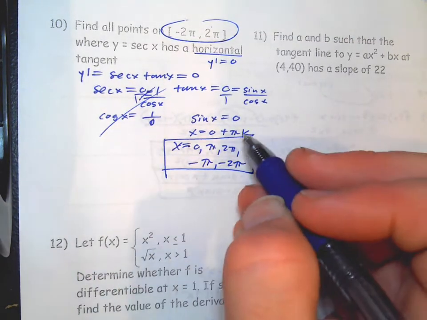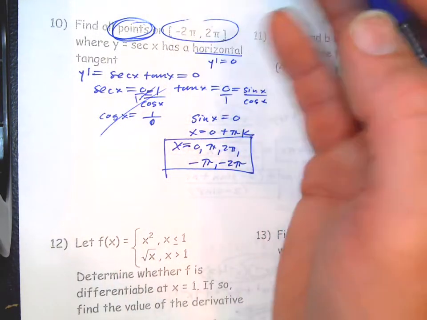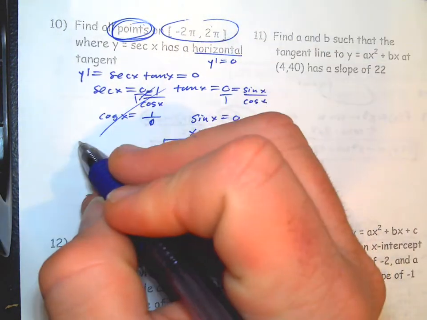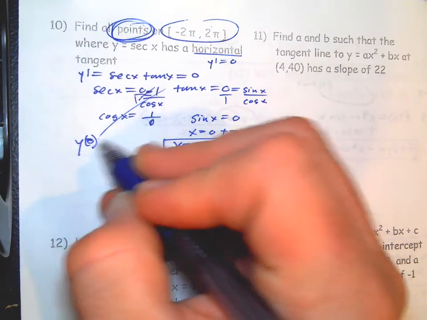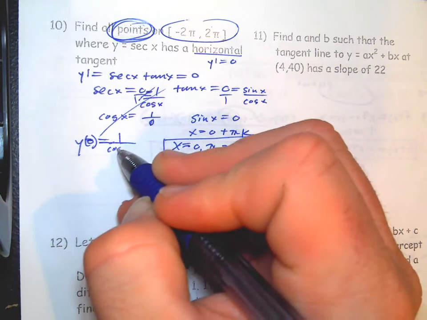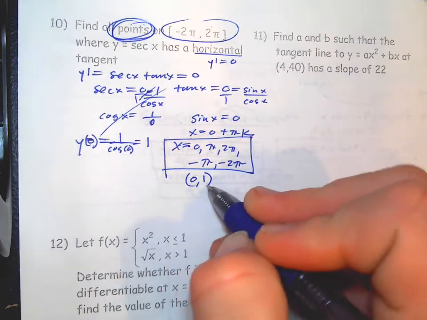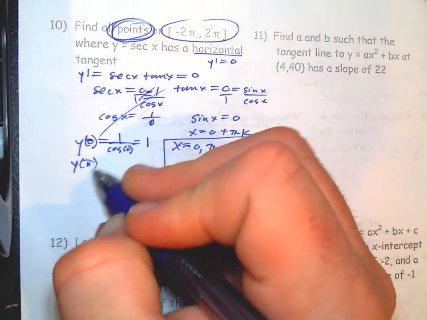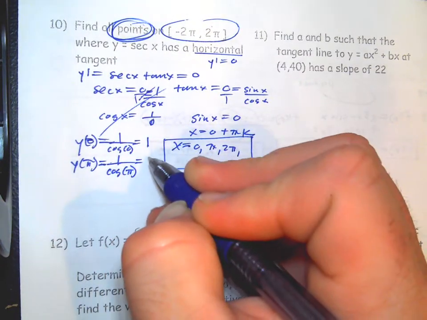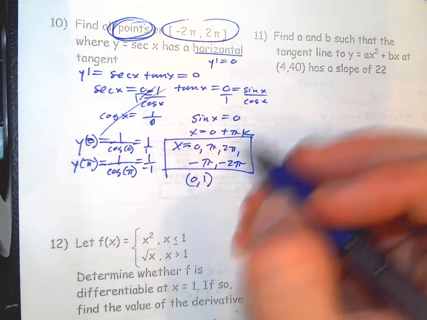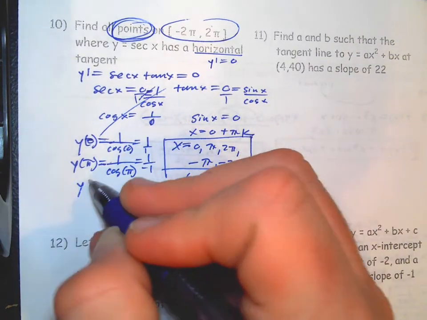Now these are the x coordinates. It does say points, so that makes me think that we should find the y coordinates. Y of 0 would be 1 over cosine of 0, which is 1. So that would be (0, 1). Y of pi is 1 over cosine of pi, which is 1 over negative 1, so (pi, negative 1). I'm thinking some of these are going to repeat.